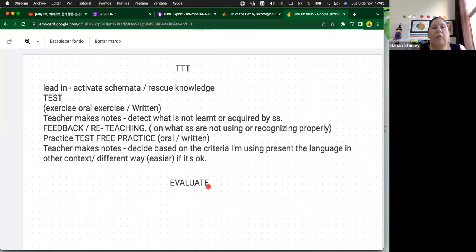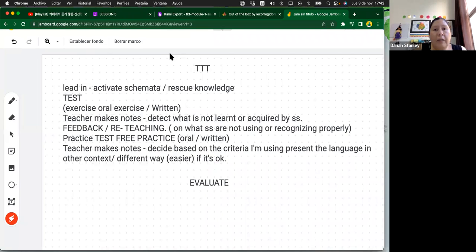So this is mainly for evaluation, and remember, evaluation doesn't necessarily mean grades and exams. It's a good parameter for you.